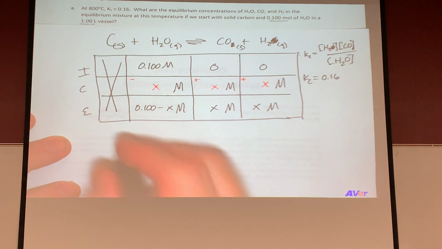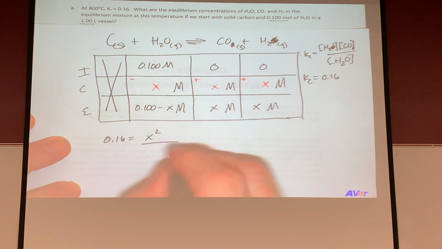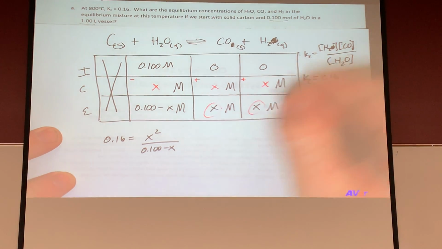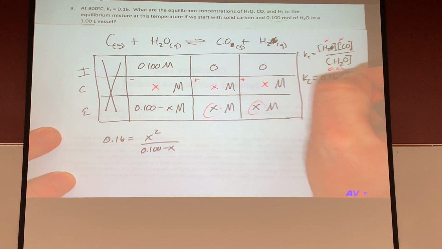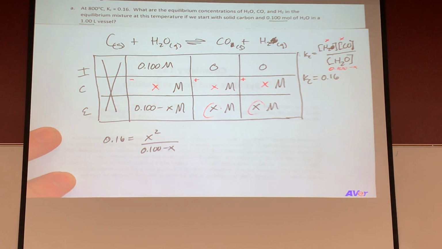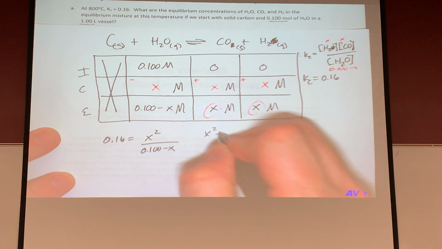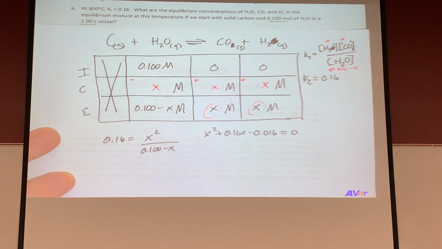Plug all this stuff in. So you get 0.16 equals x squared, x times x, divided by, okay. So x and x go up here, x and x. And then this is on the bottom, 0.1, 0.1. So substitute like this, and then am I okay to just do x squared plus 0.16x minus, to rearrange it like that?